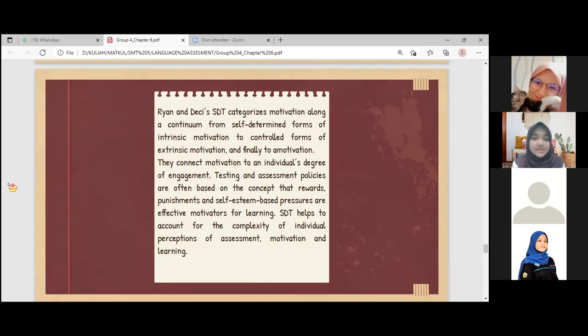Yeah, so Ryan and Deci's SDT, or self-determination theory, categorizes motivation along a continuum from self-determined forms of intrinsic motivation, to controlled forms of extrinsic motivation, and finally to amotivation. They connect motivation to an individual's degree of engagement. Testing and assessment policies are often based on the concept that rewards, punishment, and self-esteem based pressures are effective motivators for learning. SDT helps to account for the complexity of individual perception of assessment, motivation, and learning.